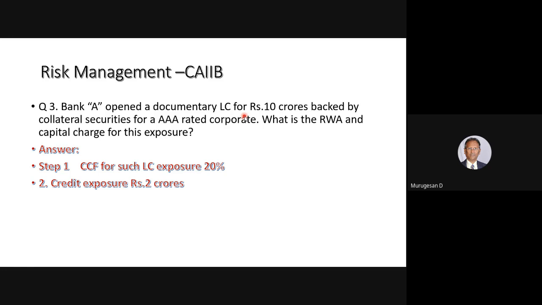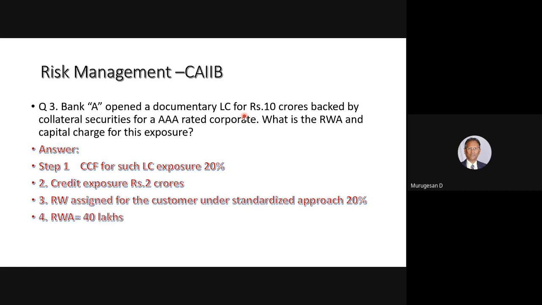Now you say AAA. AAA means 20%. Then 2 crore at 20% is how much? 40 lakhs. Then 40 lakhs is the risk weighted asset. Then what is the capital? 40 into 9, 3.6 lakhs. By heart you can do. Though you have opened a letter of credit of 10 crore, because it's a fully secured LC and AAA, the ultimate capital requirement will be 3.6 lakhs. Supposing it is a different party, BB or BBB, 150% risk weight, you have to calculate in a different way. But CCF is 20% only.